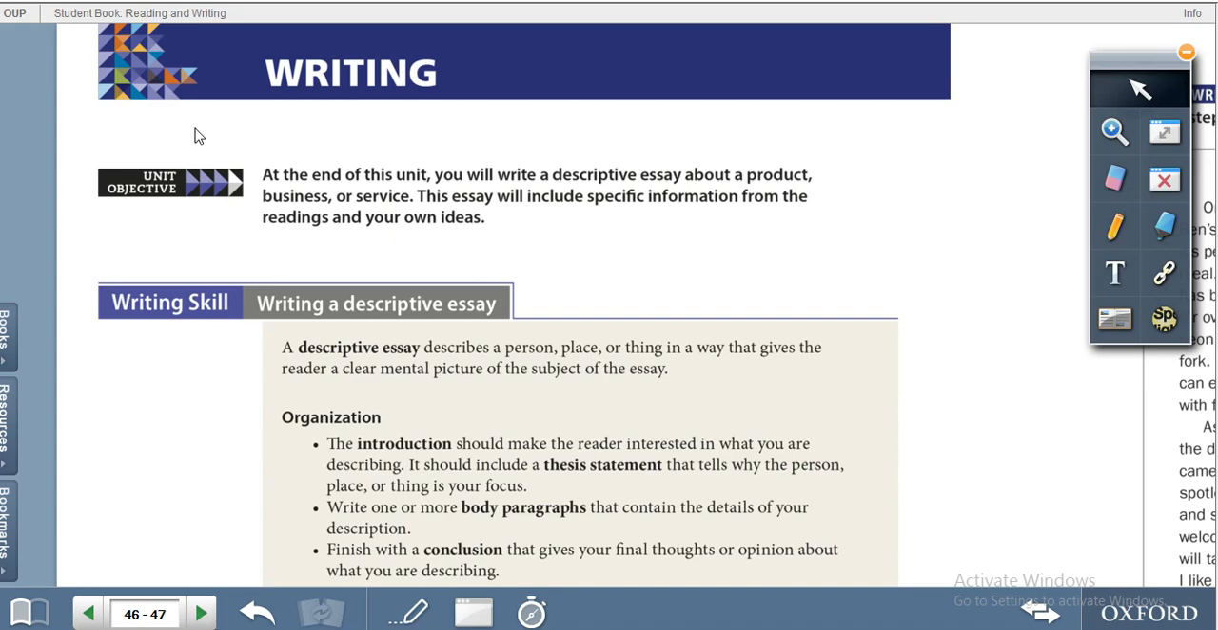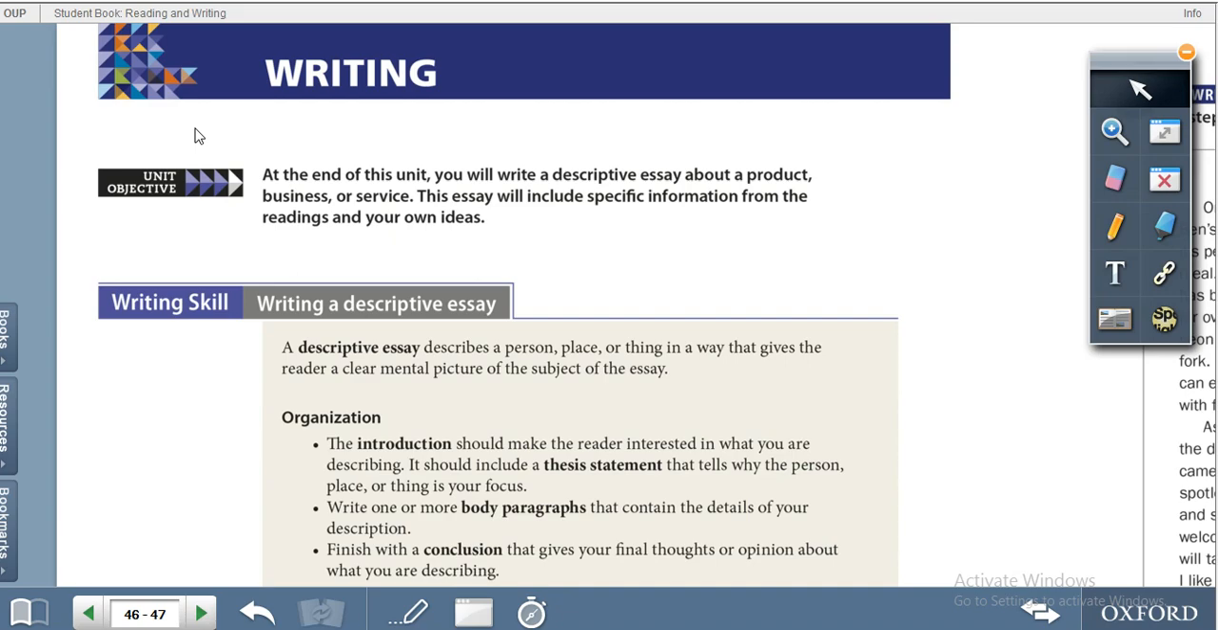It's unit 2 of book 4. If you have books or other relevant material or online resources, you are requested to go to page 46, and the topic of our writing is writing a descriptive essay. You know what is a descriptive essay?